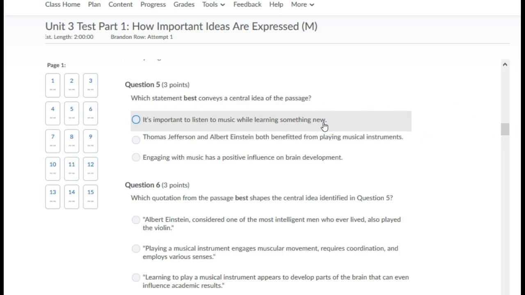Question number 5. Which statement best conveys the central idea of the passage? It is important to listen to music while learning something new. Thomas Jefferson and Albert Einstein both benefited from playing musical instruments. Engaging with music has a positive influence on brain development.